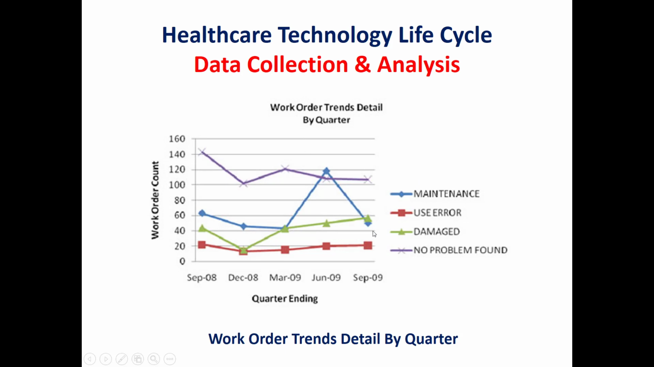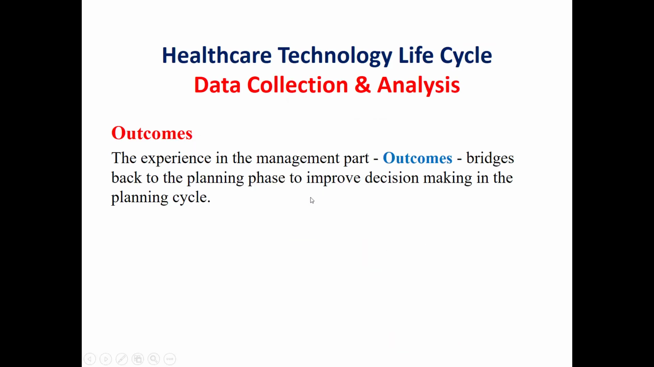Also, we can see other reasons for the work orders. So we should gather this data, analyze it, and based on this analysis, we make our recommendations and take action. Finally, the outcomes, as we said before: the experience in the management part will be gathered and bridged back to the planning phase to improve decision making in the planning cycle. Finally, thank you.